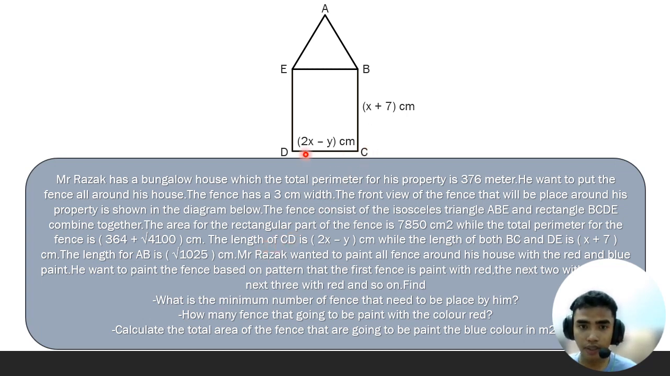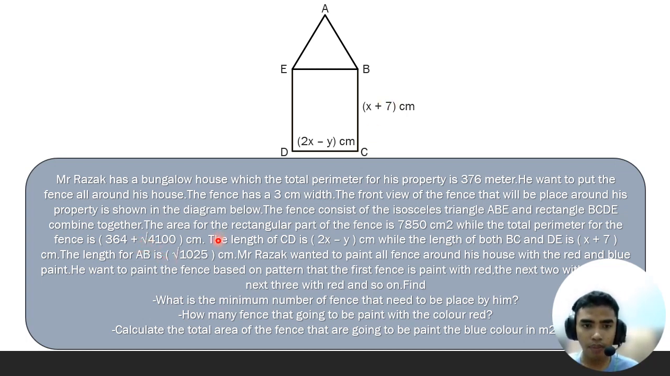The length of CD, which is shown in the diagram, is 2x minus 1 centimeters. The lengths of BC and DE, because they form a rectangle, are the same. So if BC is stated as x plus 7, then DE is x plus 7 too, while DC is 2x minus 1, so EB is also 2x minus 1.